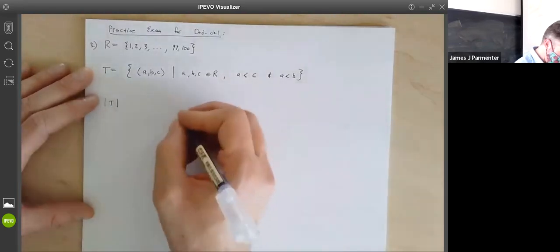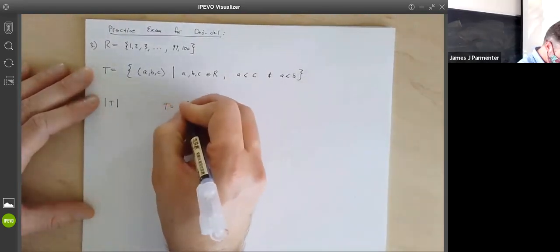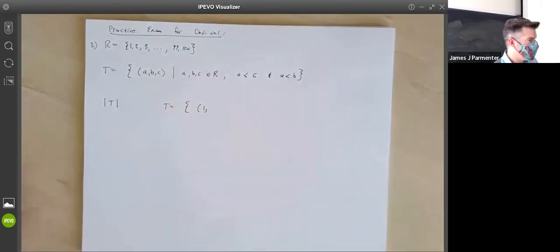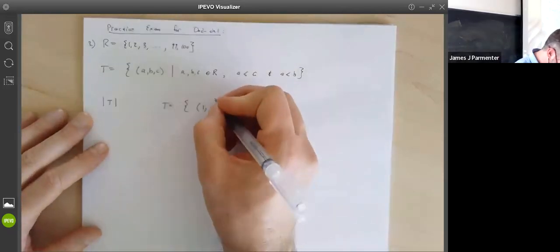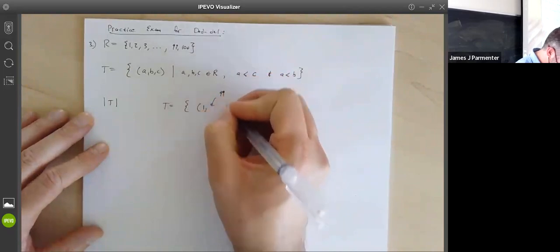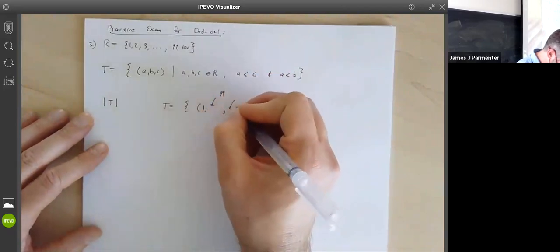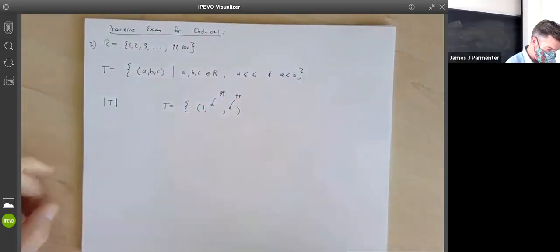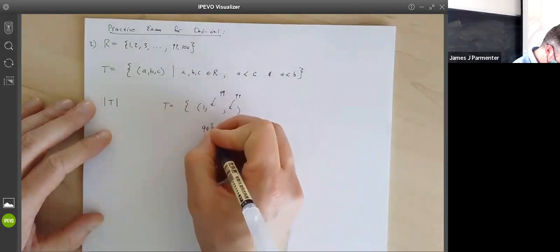So T has things like, at the very lowest, A could be 1. All right, if A is 1, how many choices are there for B? Well, B is a higher number than A. So how many numbers are higher than 1? Pretty much all of them. And how many is that in this particular problem? 99. So there's 99 choices for B, and there's also 99 choices for C. So when A is 1, there are 99 squared choices.